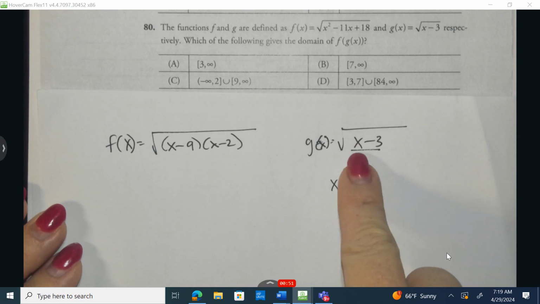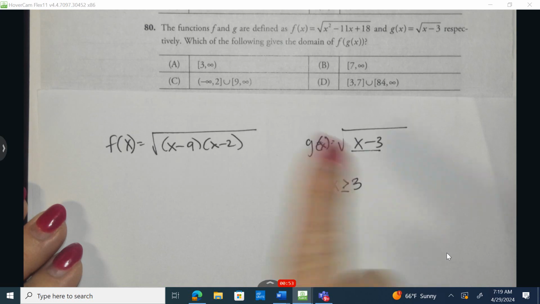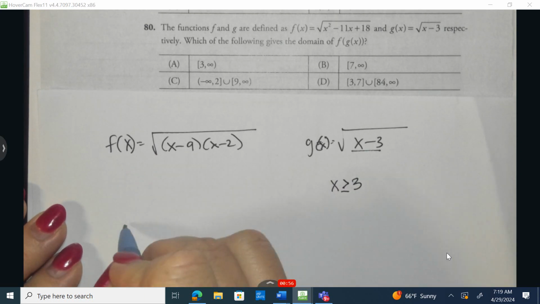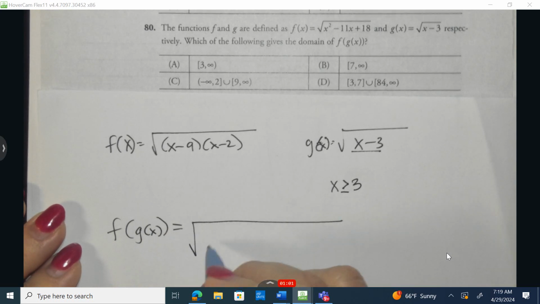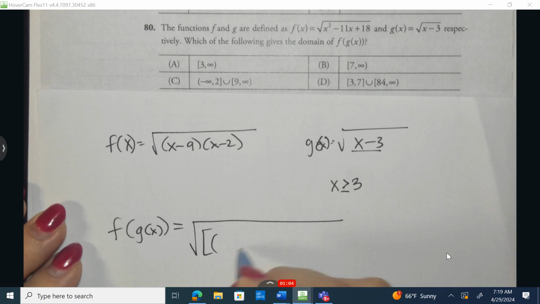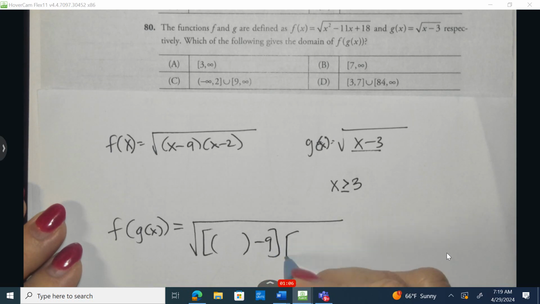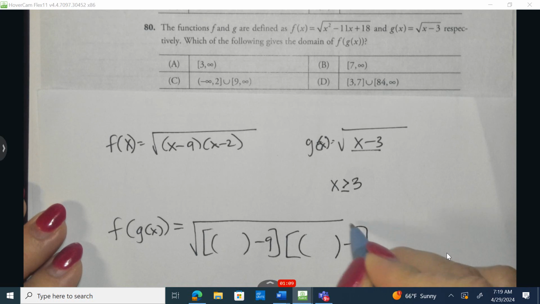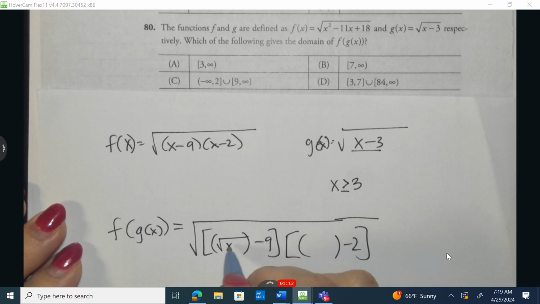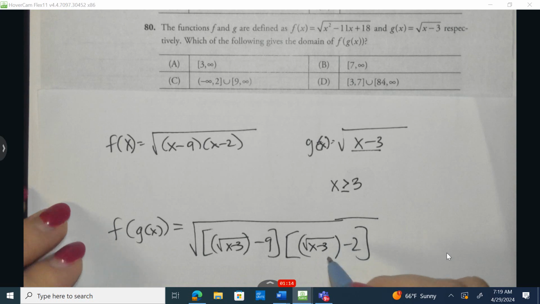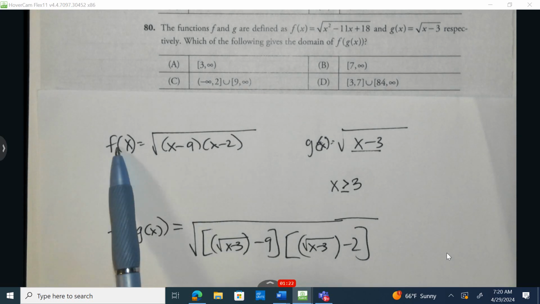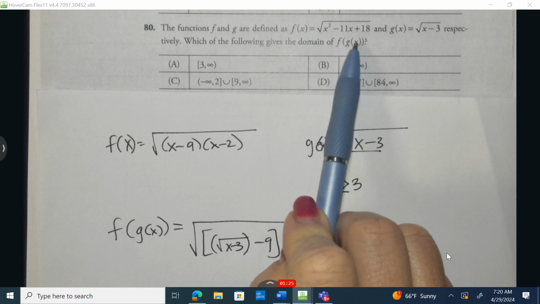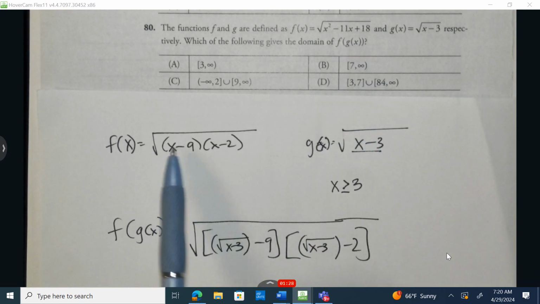Now I'm going to take this and I'm going to plug this in wherever I see an x value over here. So f of g of x looks like this. Now before you start to stress out, remember you've got a calculator, and when we can graph something on a calculator, then we can see what the domain is, what we're allowed to plug in. So I went to the function f of x, the outside one, and I plugged in what g of x is equal to wherever I see a variable.